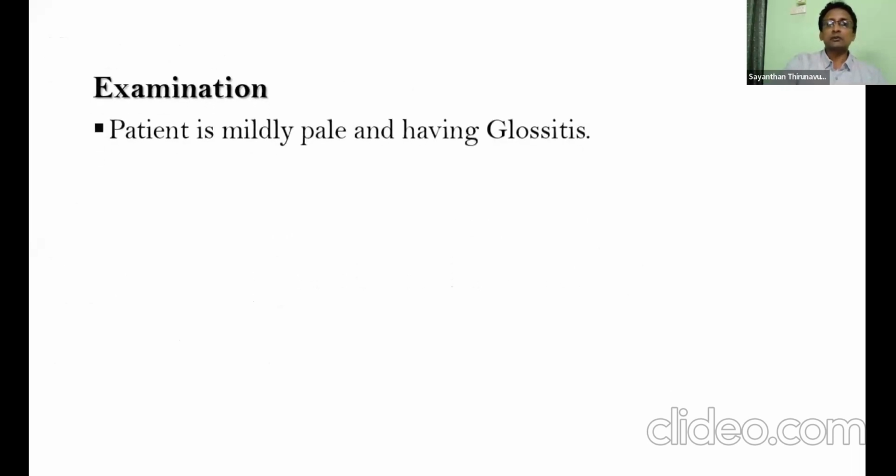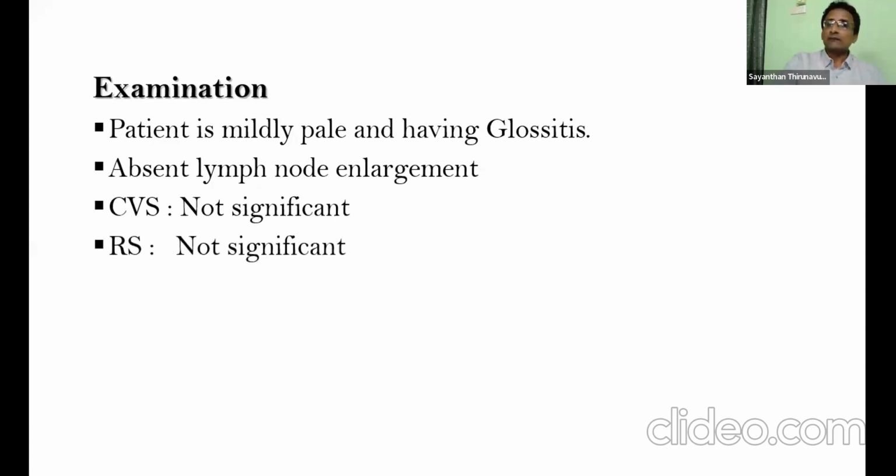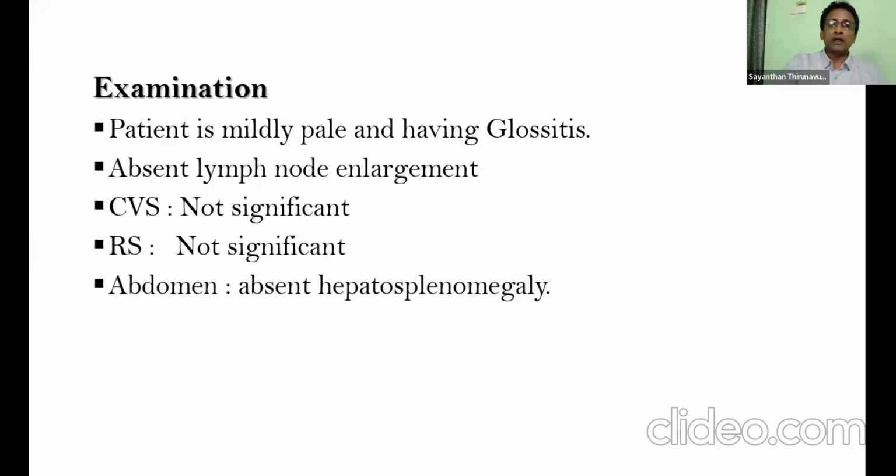With this, I started my examination. He's mildly pale and has glossitis. Particularly, I checked the lymph nodes as he was pale, but there was no lymph node enlargement. Cardiovascular system, CVS, was normal. Respiratory system, again, not significant. On abdominal examination, he has no hepatosplenomegaly.